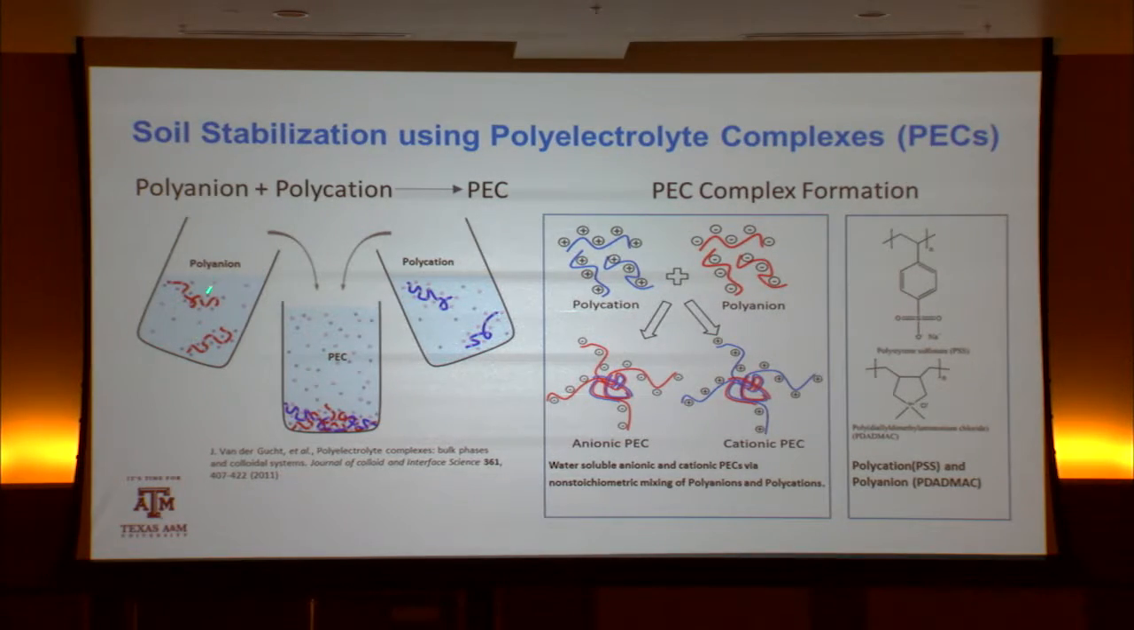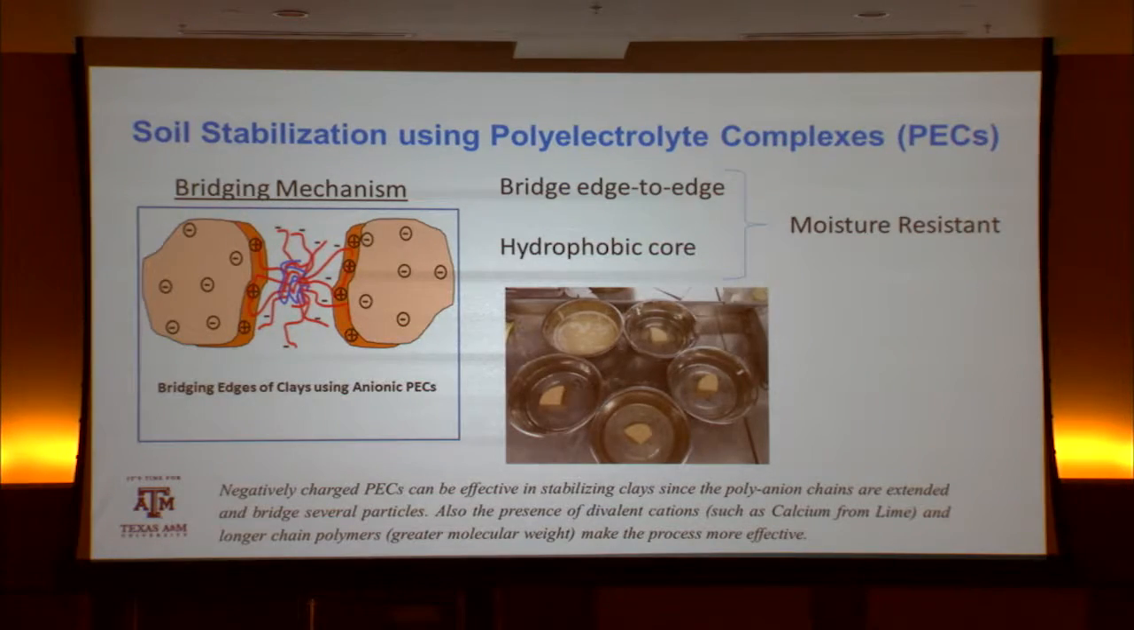The polymers that we look at, we combine a polymer that has negative charges on it and a polymer that has positive charges on it to form what we call a polyelectrolyte complex. And the idea here is that the different charge systems will interact with the different components of the clay, whether they might have positive or negative charges, and be attracted to them and stabilize them. And we try to make the center part of the structure hydrophobic so that it will not sorb water. It will actually repel water. That was our mission. That's what we worked on.